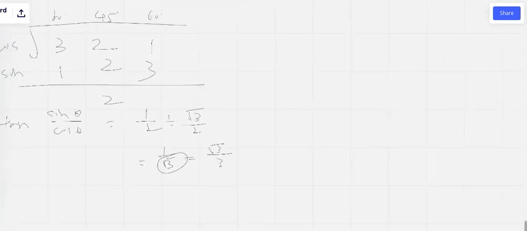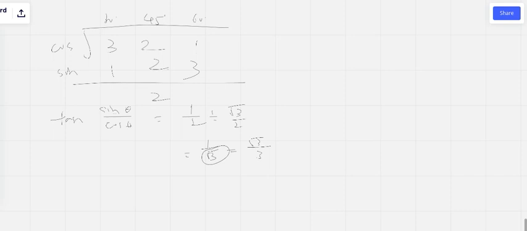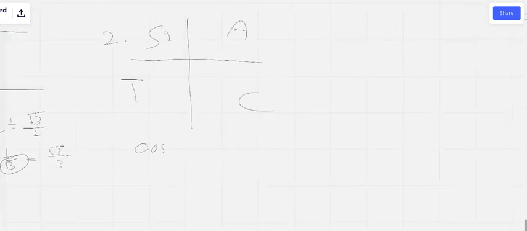And the second thing we learned was the ASTC graph. In the ASTC, if it is a lowercase, we know that in quadrant 1, all trig functions are positive. In the second quadrant, only the sine is a positive value. In the third quadrant, only tangent is positive. In the fourth quadrant, only cosine has a positive value.